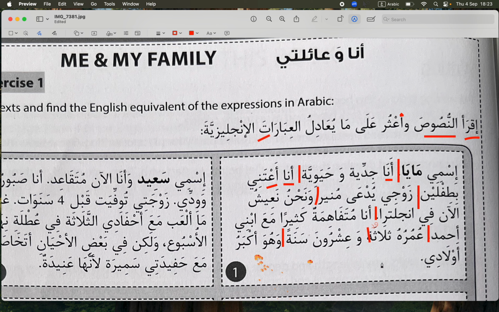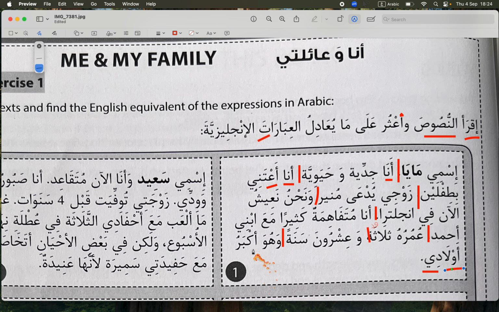And then the final one, وهو أكبر أولادي. Okay, again another possessive pronoun, and I'll let you figure out what that means now. Fantastic. Wa and huwa, he is akbaru, the biggest. Akbaru awlad. Awlad means children, and ya means mine. So he's the biggest of my children. In other words, he's the biggest son.